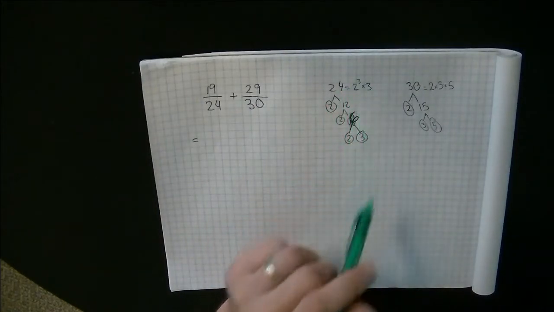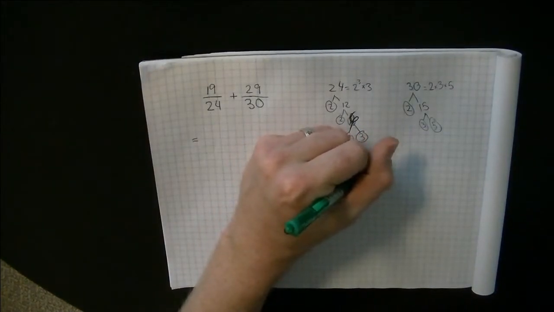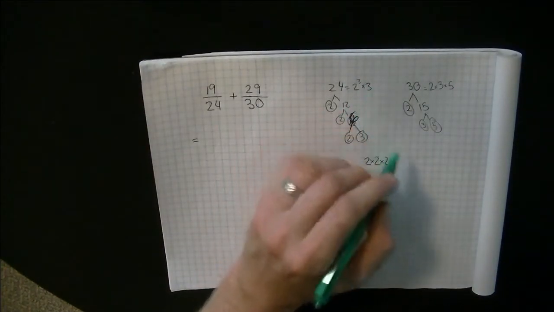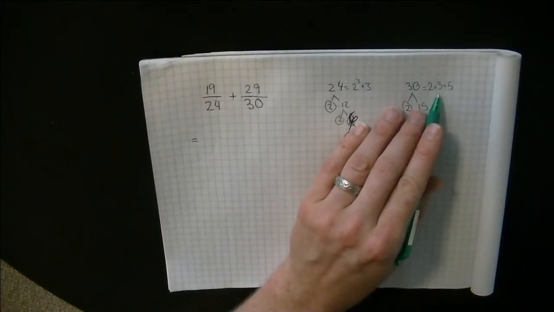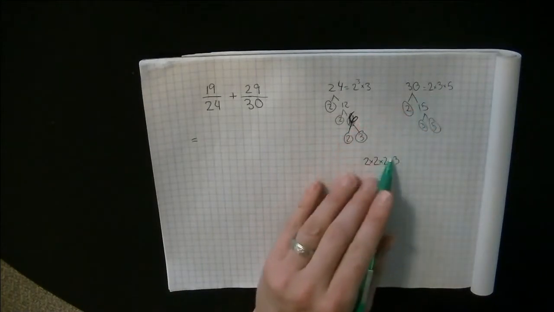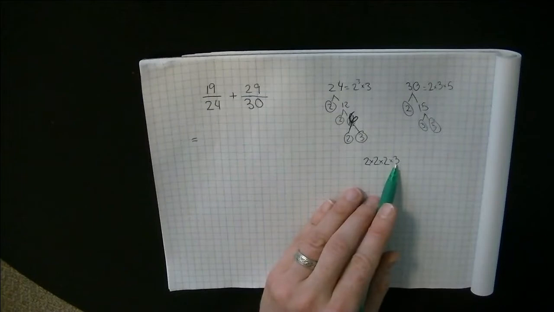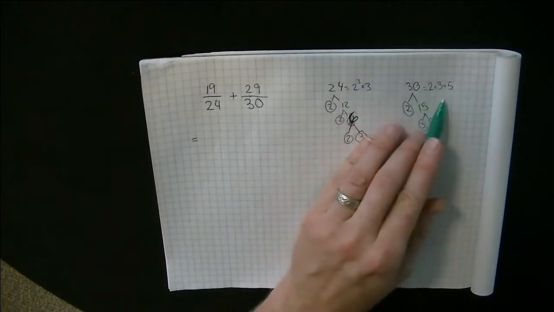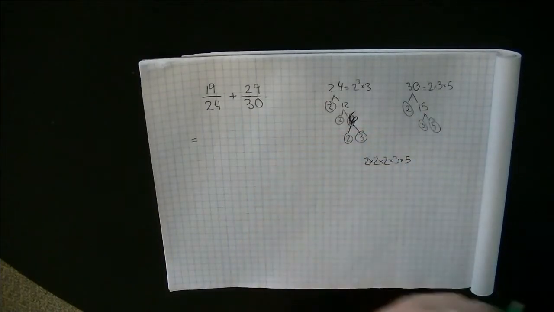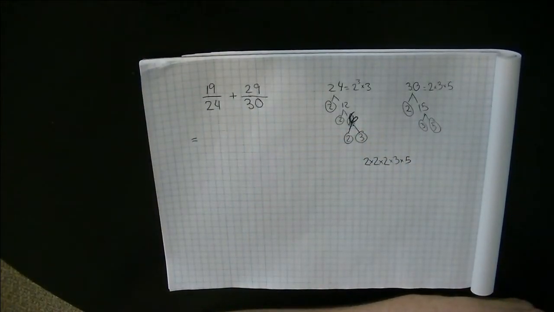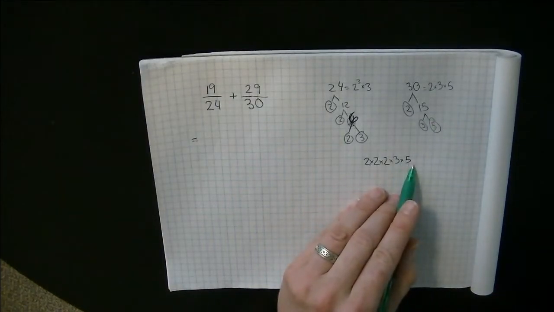So I need 3 2s, so that's 2 times 2 times 2, and then 1 3 is enough for 24, and it's also enough for 30, right? Now, did I get enough 2s for 30? Yeah, I need only 1 2 for 30, but I've got 3 of them already. Okay, I need 1 3. Okay, I've got 1 3. And then all I need to do is multiply by a 5.